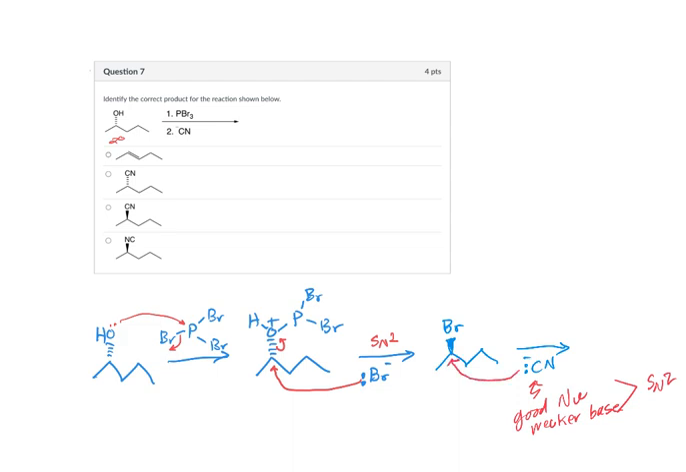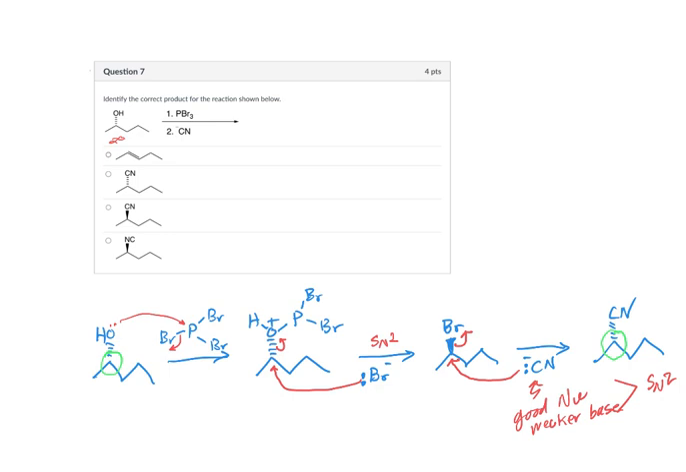This comes in from the backside, displaces the bromide, and because we've again done an SN2 substitution, the stereochemistry is inverted a second time. And we end up with an overall retention of the stereochemistry. So the stereochemistry here ends up the same as here because we have done 2 SN2 substitutions, each with an inversion.